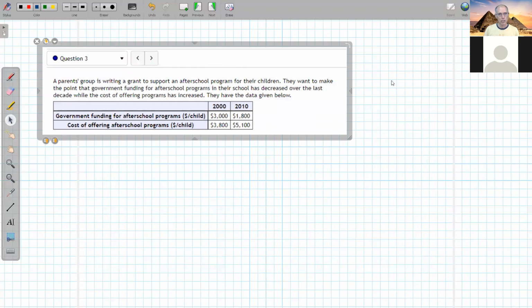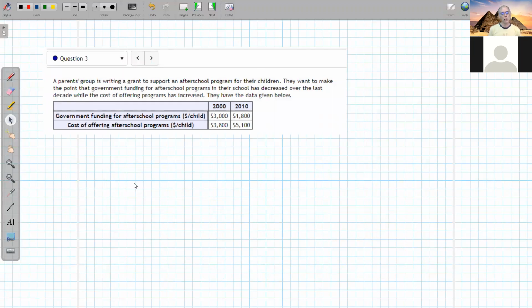So I'm going to take the work we just did and find an equation that would graph government funding and would graph after-school programs, assuming that linear change. So I'm just going to add a column here for the slope, the rate of change that we calculated, right? For each of these, we calculated a slope. For government funding, we found the average rate of change was negative 120. And for the cost of after-school programs, we found that was positive 130. Right? So I can put a plus there.